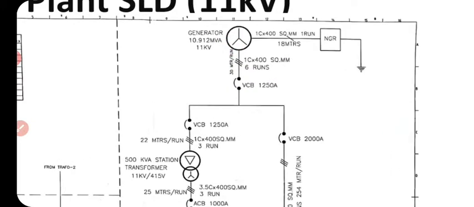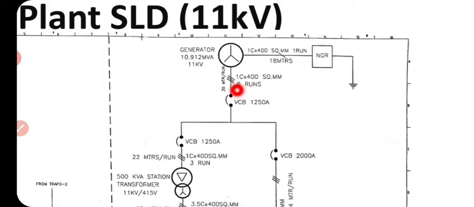Now to understand its single line diagram, we see that its output, its armature winding, was star connected, and we know that the generator is of synchronous type. So the synchronous generator was there, its rating was 9.12 MVA, and it generated a voltage of 11 kV.